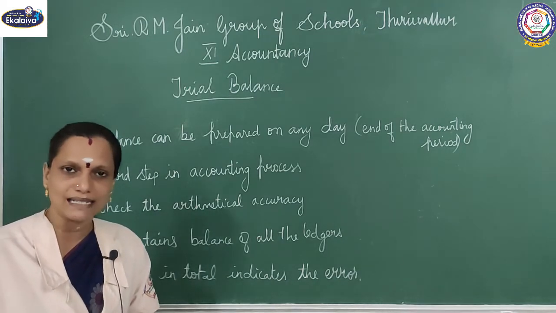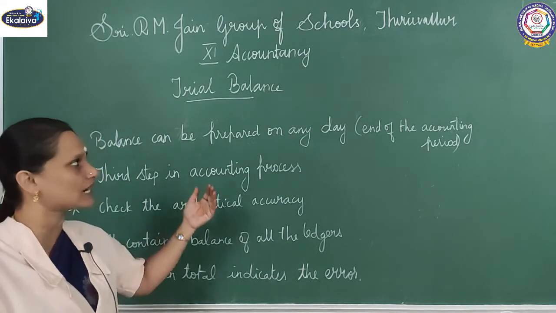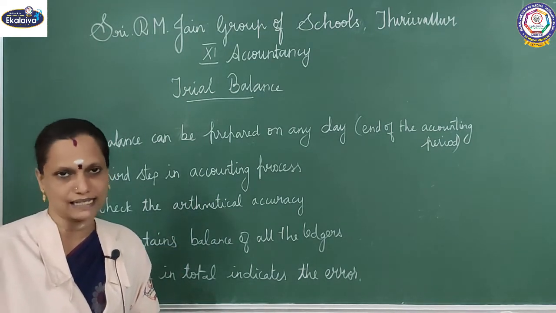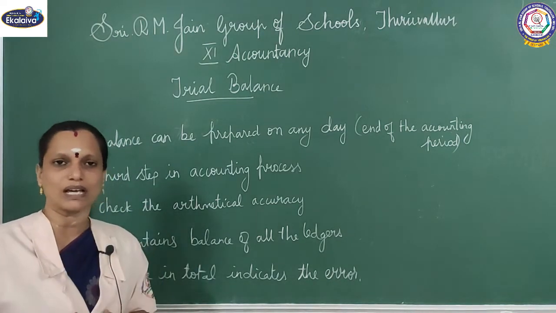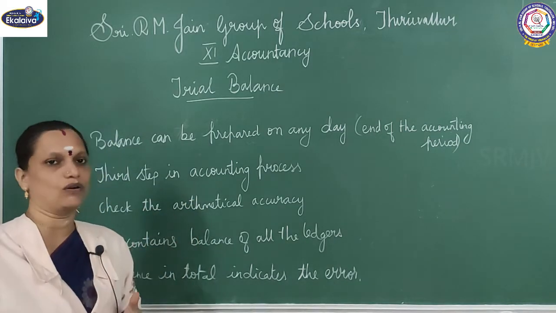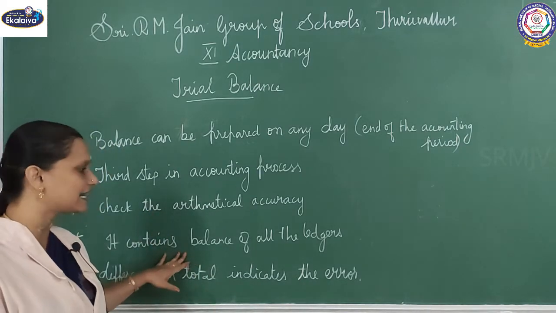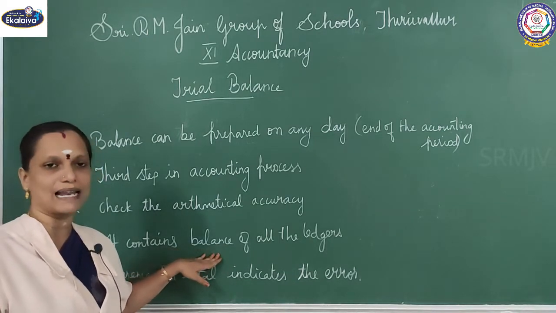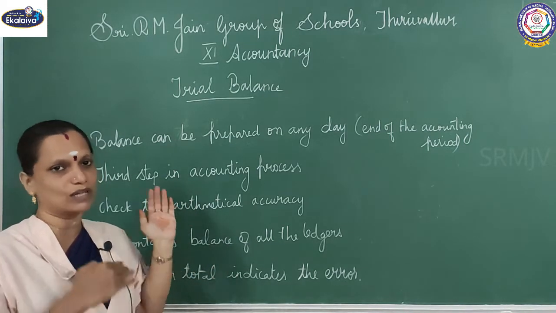If it is not balancing, we have automatically made a mistake, and we can easily find out with the help of the trial balance whether we made the mistake in the ledger or the journal. It also contains the balance of all the ledgers, for example, purchase account, sales account, cash account, or any capital account. Whatever we prepare in the ledger, we can find out the correct position and all the balances easily.